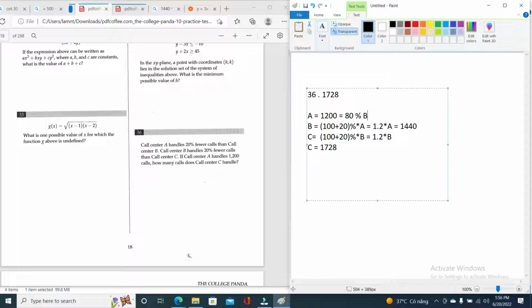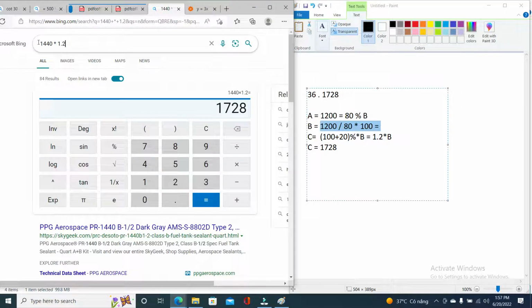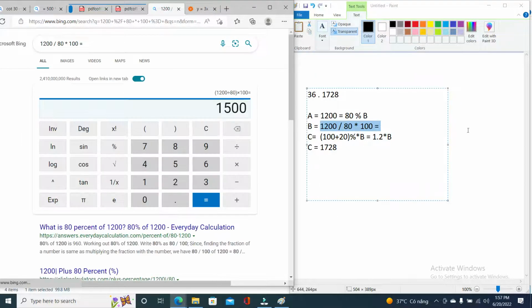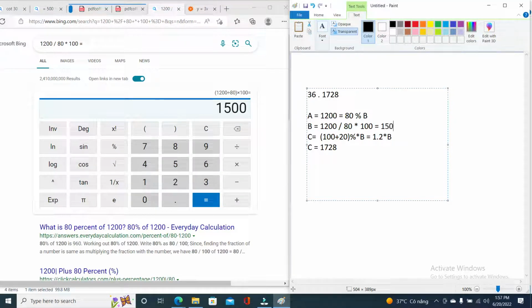So we have to calculate according to center B for center A, right? So B is going to equal 1200 divided by 80 times 100. That is 1500 codes, right? So this is not correct, okay?